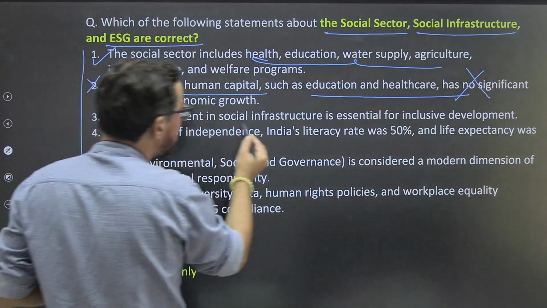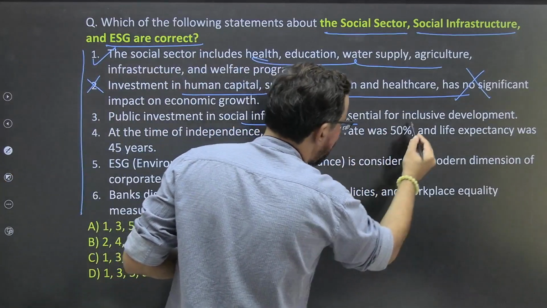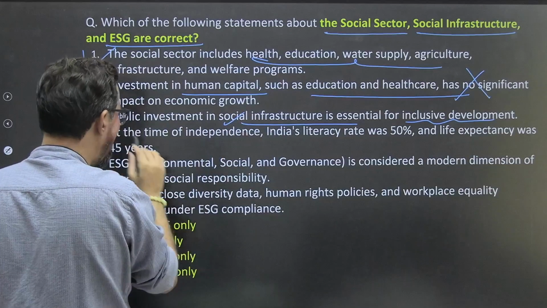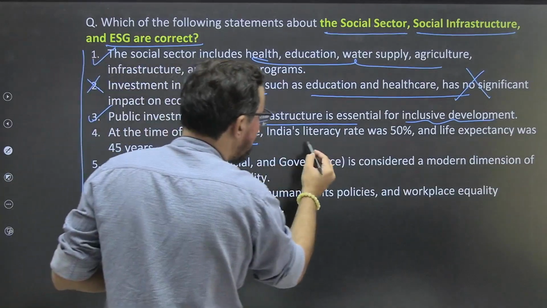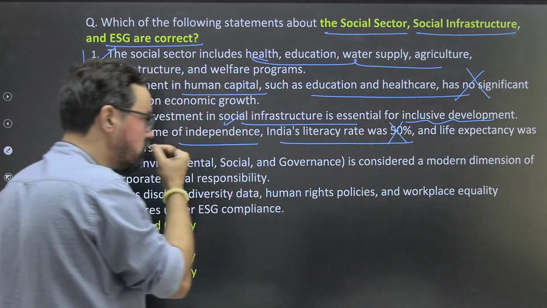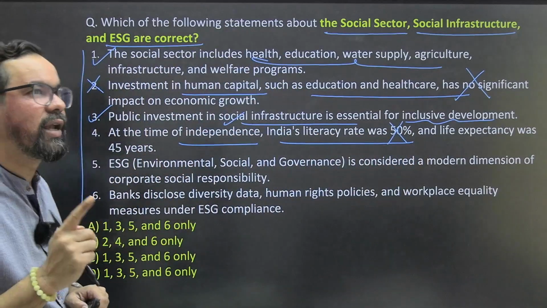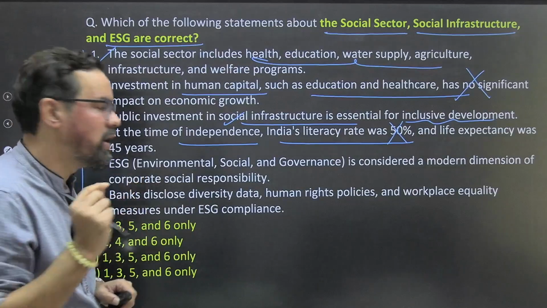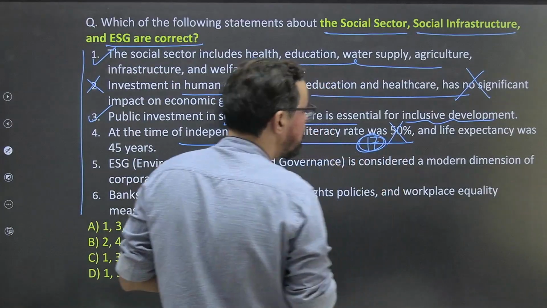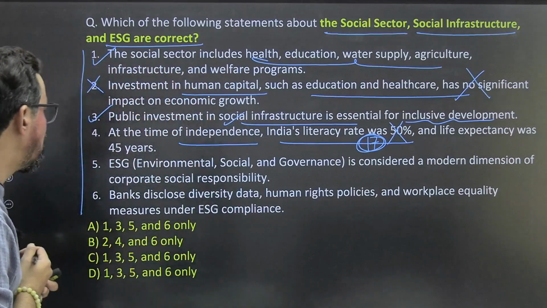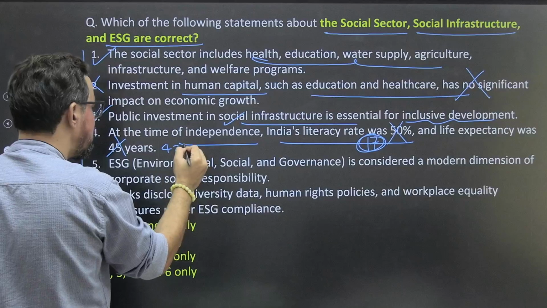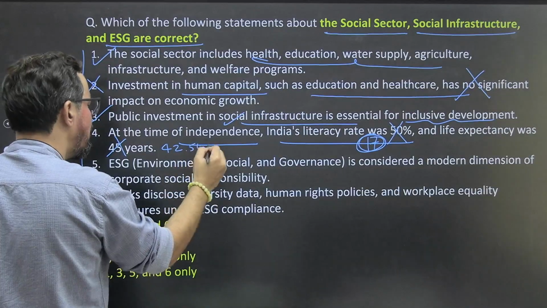Public investment in social infrastructure is essential for inclusive development. 100% true. At the time of independence, India's literacy rate was 50%. It is not even that today, okay. India's literacy rate at that time was around 17%, as much as I remember. Will cross-check this one. 17%. And life expectancy was 42 years something, not 45. It was 42, 42.5 years or something. It was the data, okay.